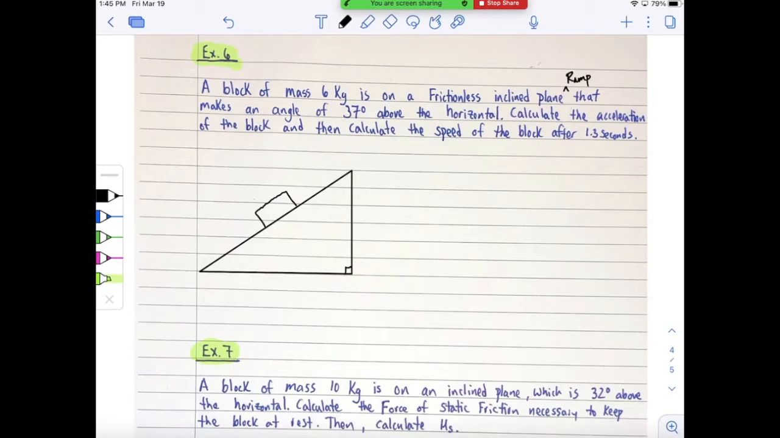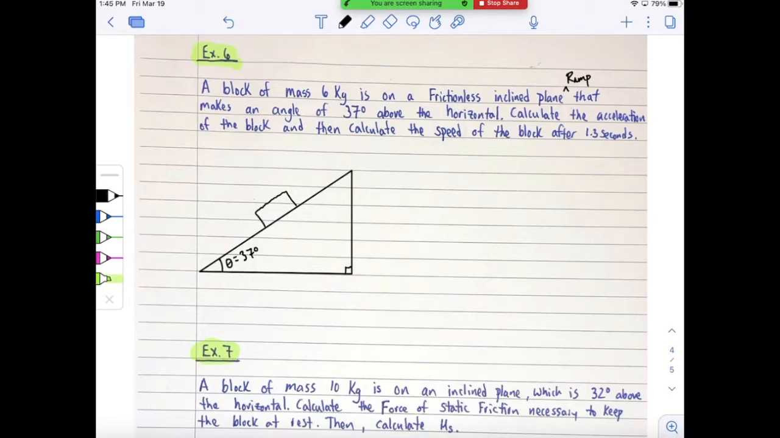seconds. So before we get going too far on this one, go ahead and sketch this picture into your notes. This is a picture of the setup that's going on. So they basically tell us that theta is 37 degrees. It's a right triangle, and then we have a block on this ramp.